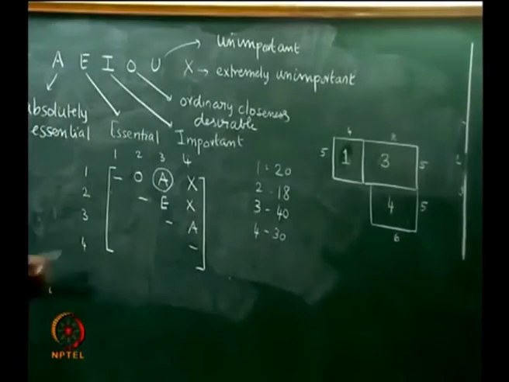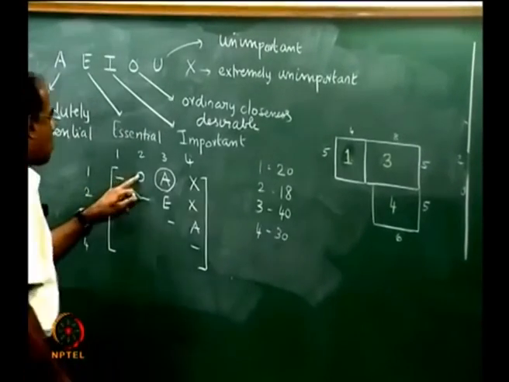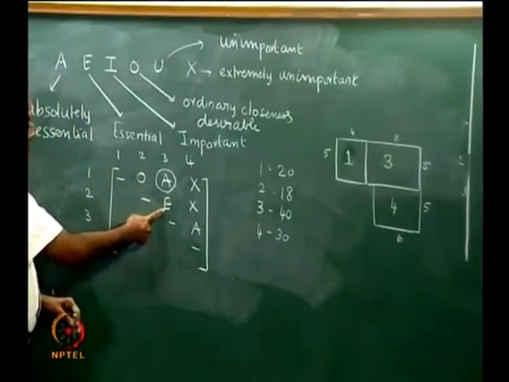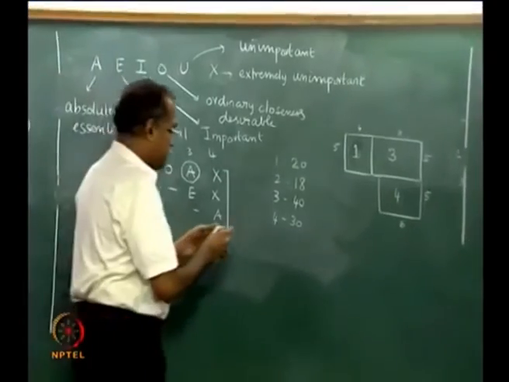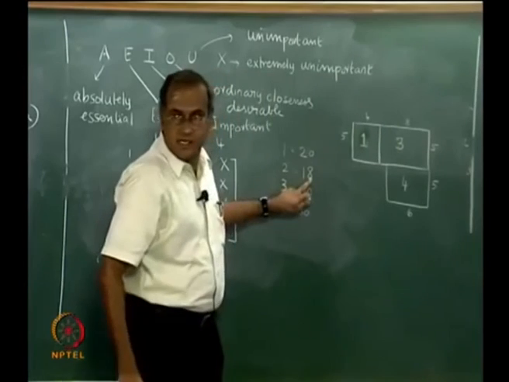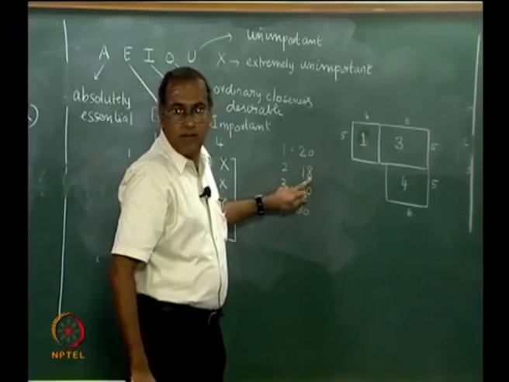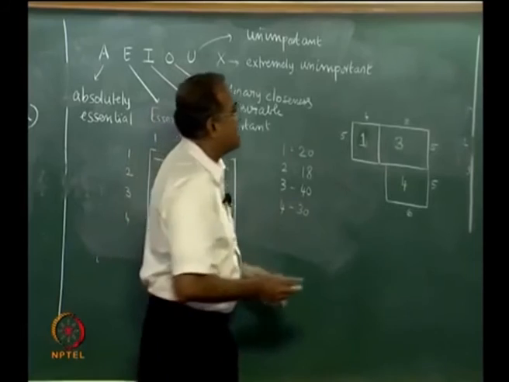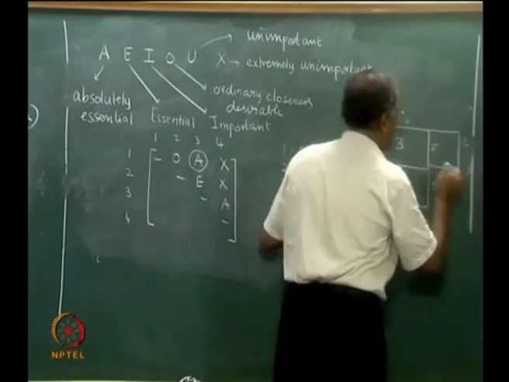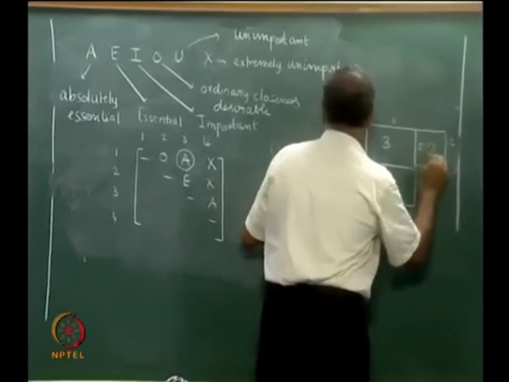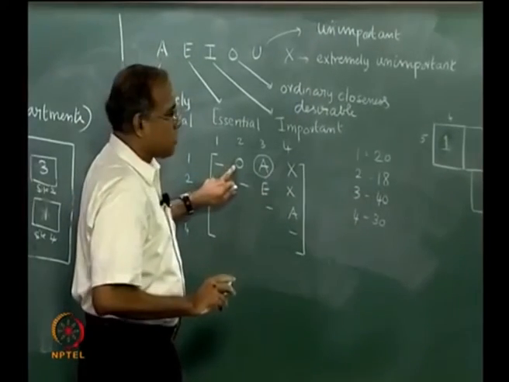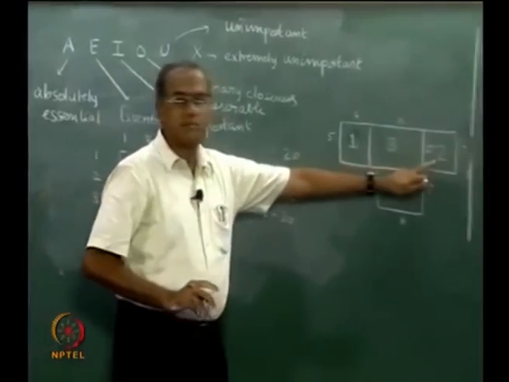Now the only one that remains is 2. So 2 has an O, E and X. So E is the next best, 2 to 3 is E. So we could think in terms of putting 2 somewhere here, 2 is 18. So 2 could be a 6 into 3, or it could be a 5 into 4 minus a small quantity. So we could think in terms of 2 coming somewhere here, because 2 to 4 is also an X, 1 to 2 is O, so we could do this.